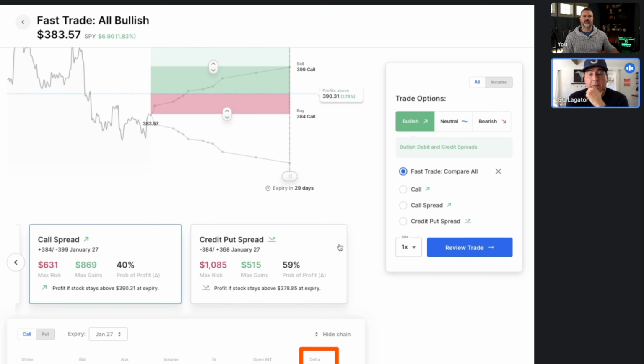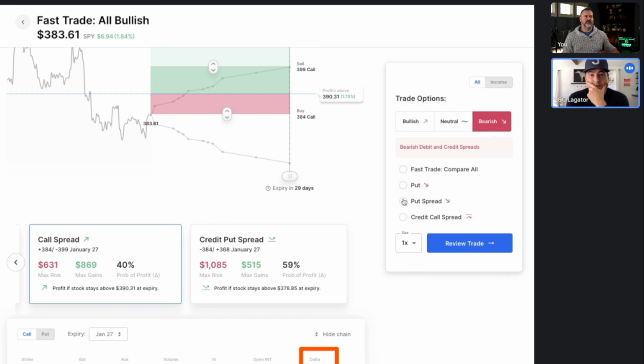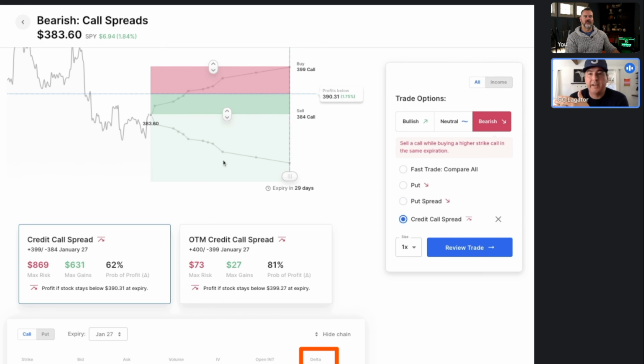Now hit bearish and hit credit call spread. It's the same trade, right? And so this is one of the things I try to explain to people: it's not a credit call spread and a debit call spread. It's just a call spread, and you're either buying it or selling it. If you're buying it, you're risking X to make Y. If you're selling it, you're selling X to potentially make Y. These are the light bulb moments, when you're an educator or building a platform, that you hope dawn on people: that's the same call spread.